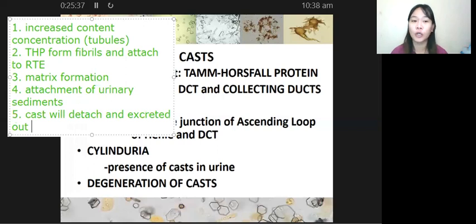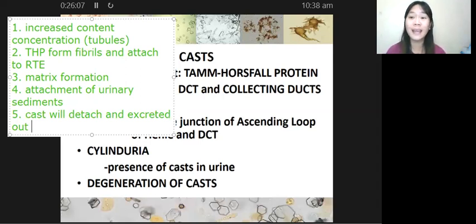Okay? Very good question. Magde-detach ang cast pag as a consequence of urine flow. Okay? So, ibig pong sabihin, pag hindi masyadong okay. Okay? So, if the urine flow is not okay or if the urine flow is decreased, of course, it will be harder for the cast to detach from your RTE cells.